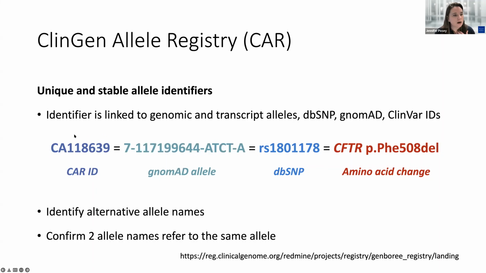Here's an example of a CAR ID, CA118639, and you can see that this matches to a gnomAD allele, dbSNP ID, and amino acid change. These were just a few examples. This is actually the CFTR delta F508 allele that's been well studied. So you can use this resource to identify alternative allele names. You could take two allele names and confirm whether or not they actually refer to the same allele or are referring to different alleles. So it can be a very, very helpful resource to use.